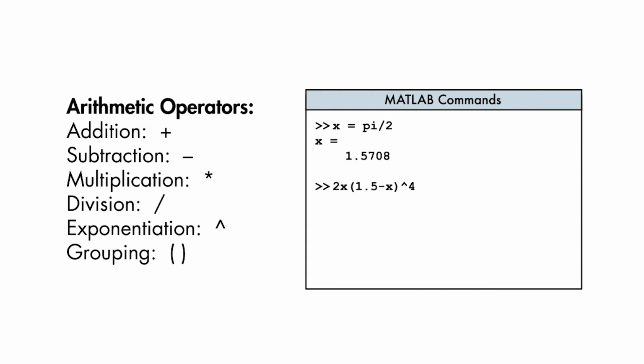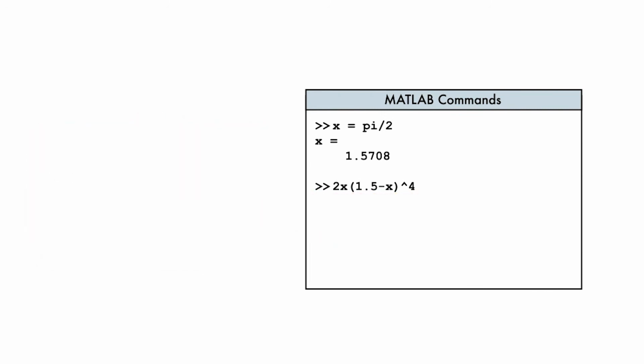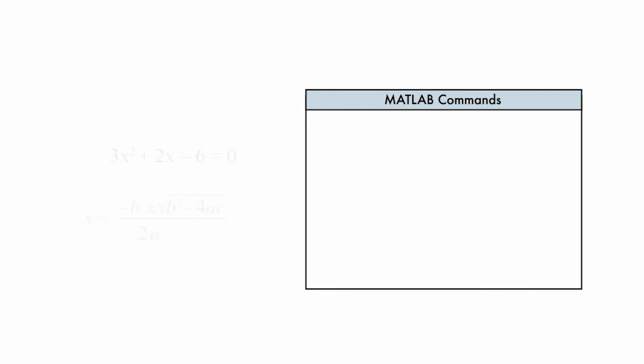We enter more complex formulas by using parentheses to group terms. Be sure to use an asterisk to indicate multiplication, or you'll get an error like this one. That's better. Notice that calculations that produce a very large or very small number are displayed using scientific notation.